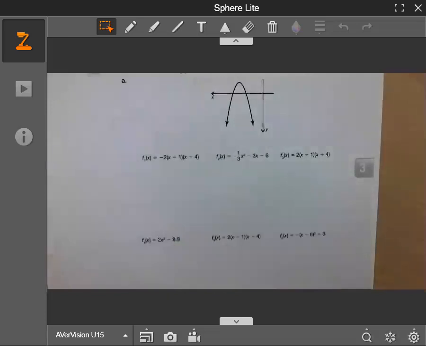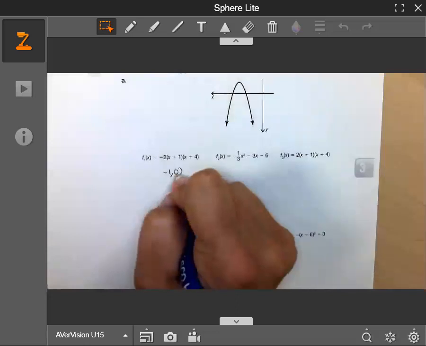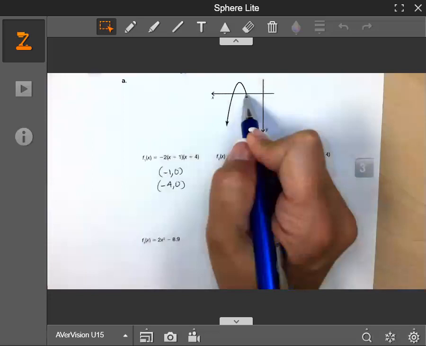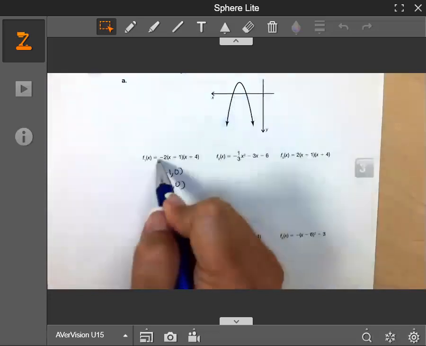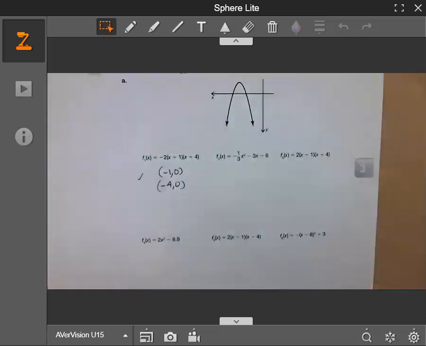The factored form gives us our roots. And so the roots for this one would be -1 and -4. These are both negative roots right here, so that could still be it. And this is a -2, which is concave down. So this could be our equation. I would use that one to verify.